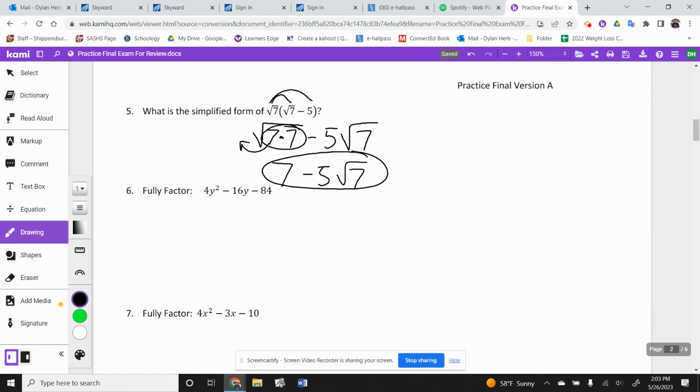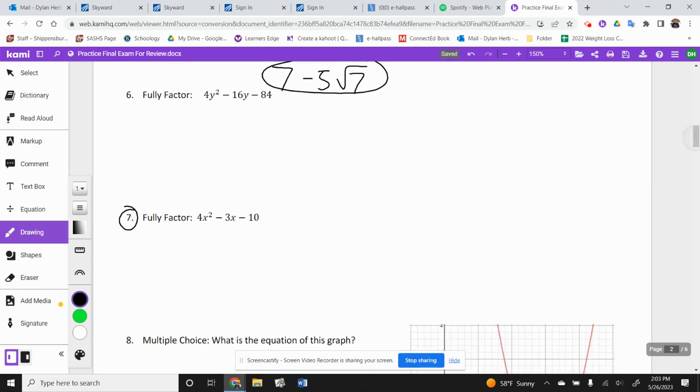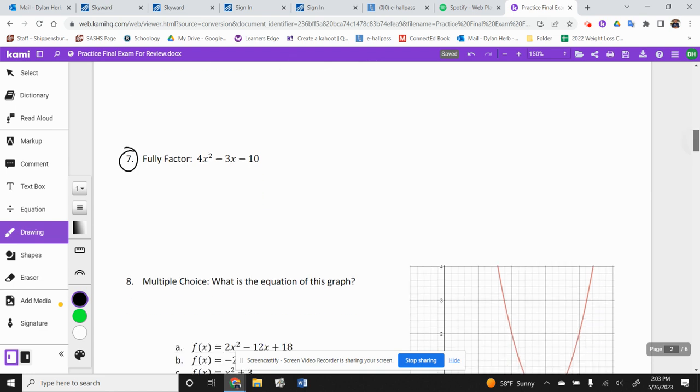Fully factor, I don't think we have to go over the factoring ones. Number 7 is going to be slide and divide, so just keep that in mind because you can't divide out of 4, even if you try.